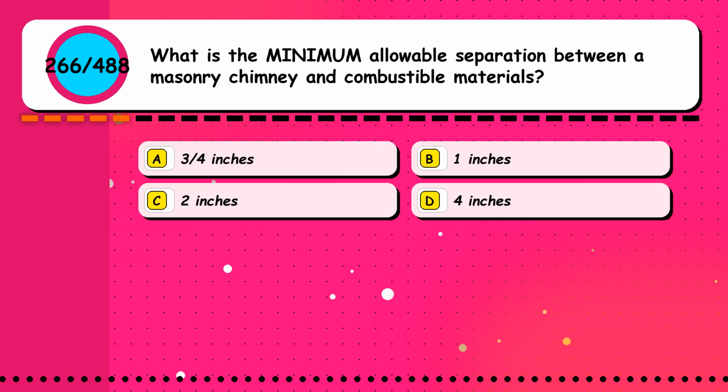Question 266. What is the minimum allowable separation between a masonry chimney and combustible materials? Option A, 3/4 inch, option B, 1 inch, option C, 2 inches, option D, 4 inches.